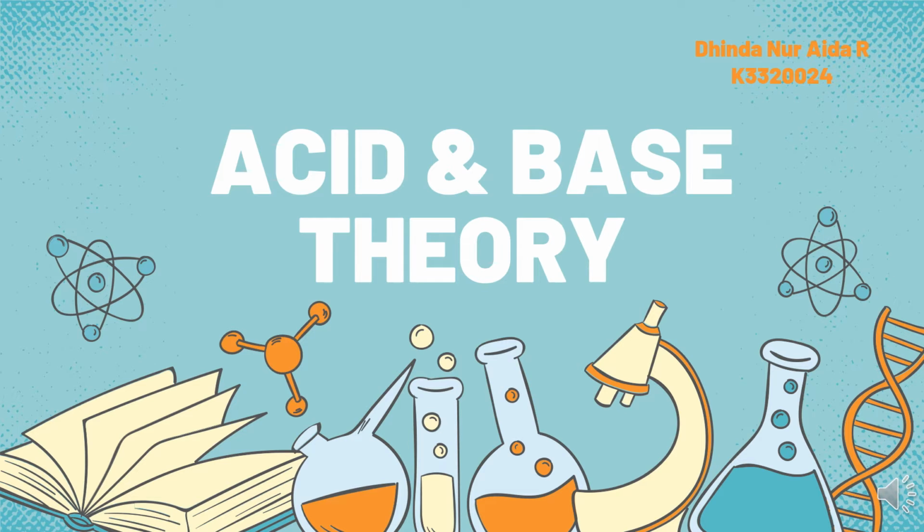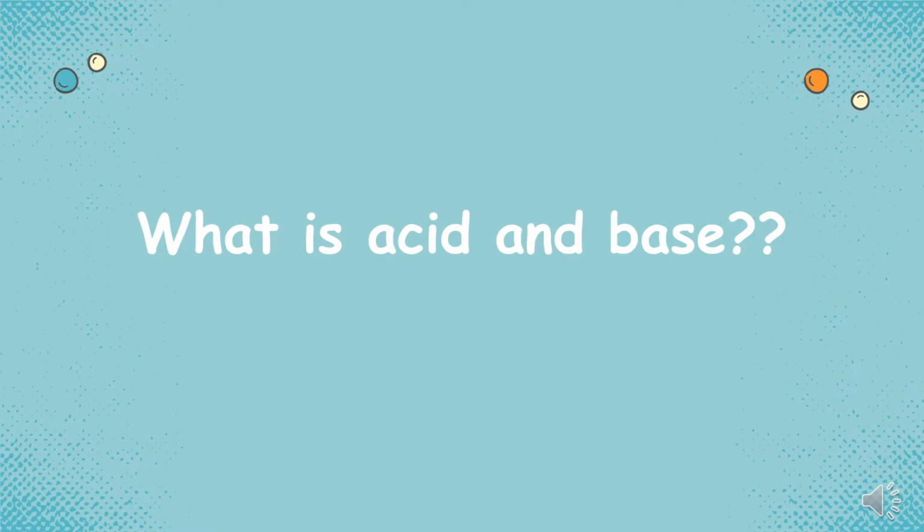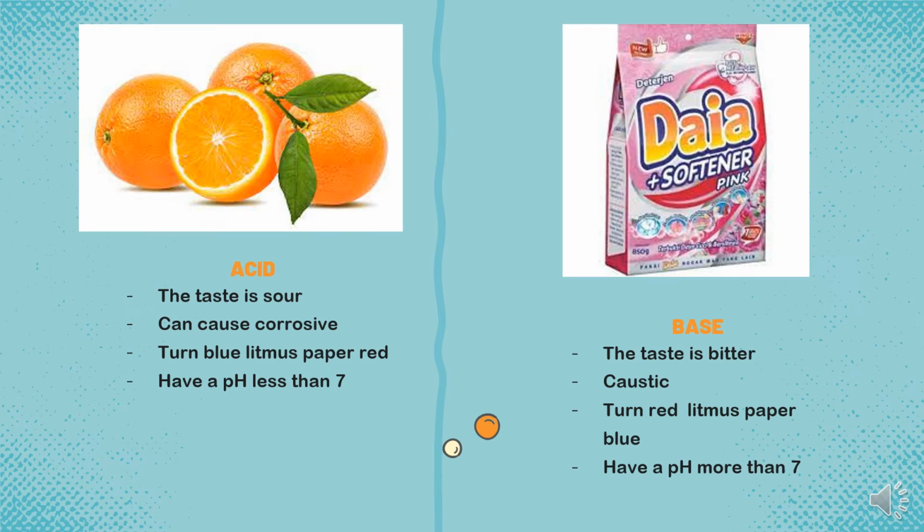Dinda Nur Aida Ratri. Before we start our lesson, I want to ask a question. What do you know about acid and base? I guarantee that you know what fruit this is, right? Yep, correct. This is an orange. Orange juice is one example of an acid compound that we can find in real life.